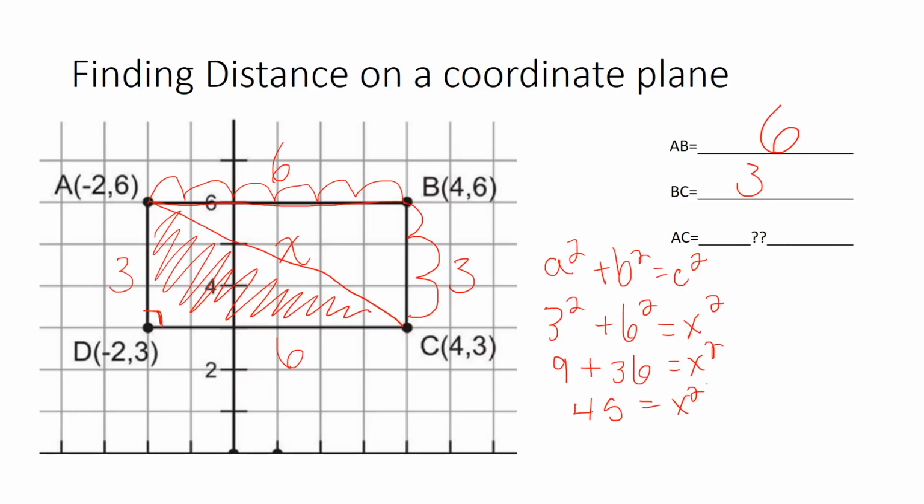And if we wanted to solve for x, we would have to take the square root of both sides. And 45 breaks down into a perfect factor of 9 and 5. So this becomes the square root of 9 times the square root of 5. The square root of 9 is 3, and we have a square root of 5 left over. So that's what our distance would actually be for the line segment AC: x equals, or AC equals, 3 times the square root of 5. And as you can tell by the math that we did, there's no way that we could possibly count that from the picture.